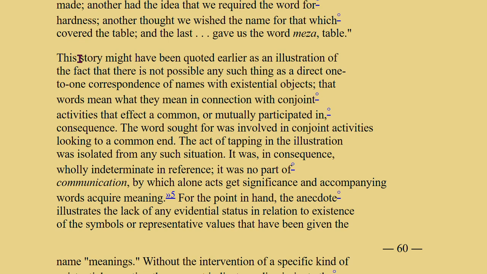Right, so this illustrates some different things. Dewey says this story might have been quoted earlier as an illustration of the fact that there is not possible any such thing as a direct one-to-one correspondence of names with existential objects. That words mean what they mean in connection with conjoint activities that affect a common or mutually participated in consequence, right? So this is a point that we've seen several times now, that words mean what they mean because of their place in a system or setting of conjoint action.